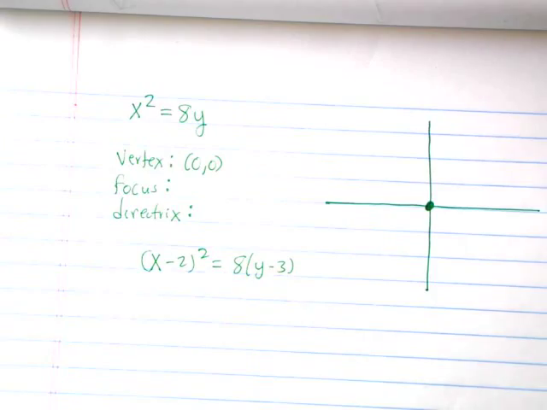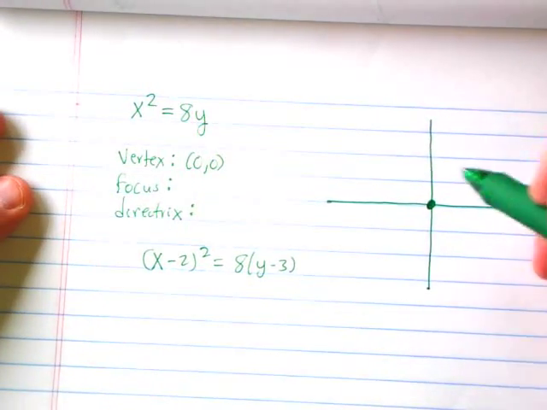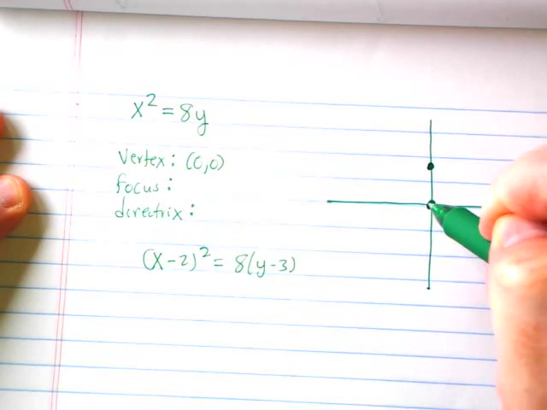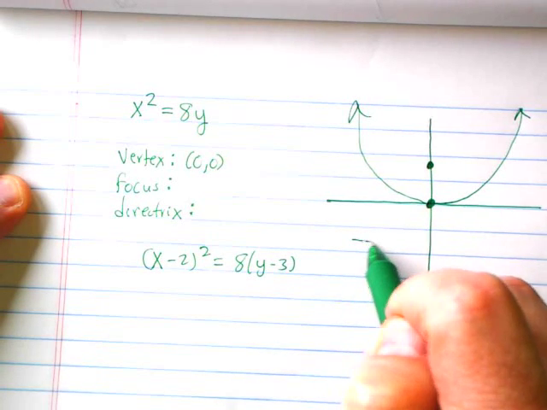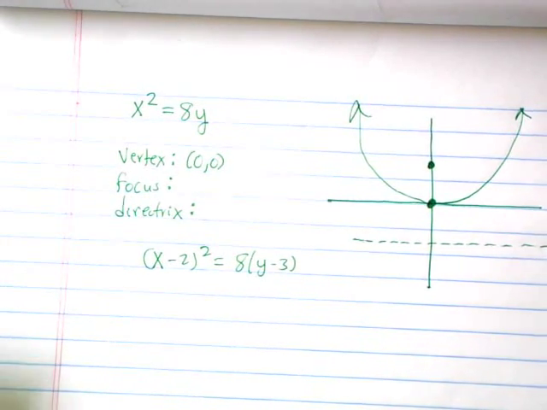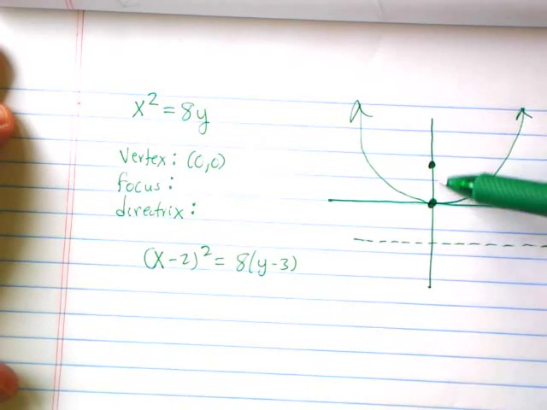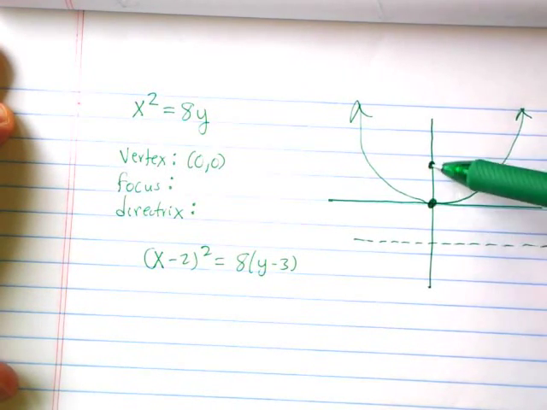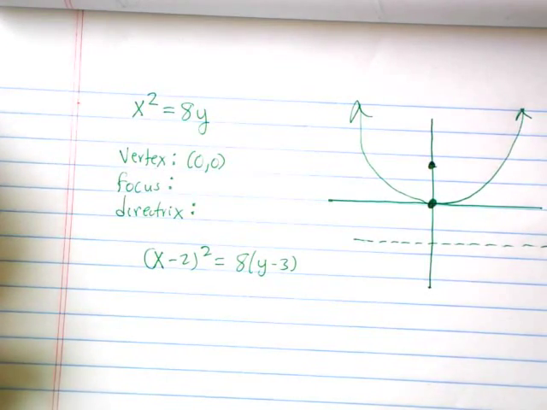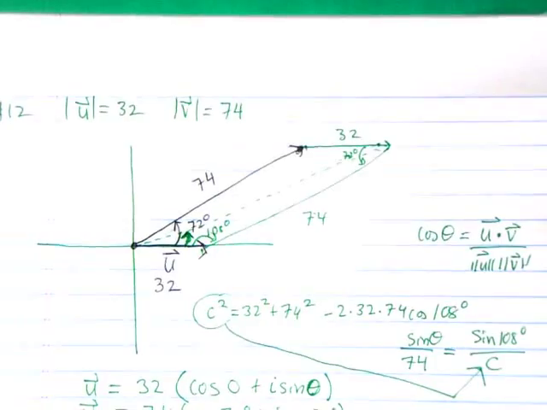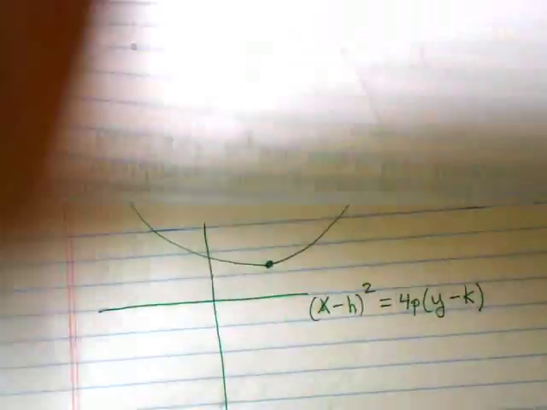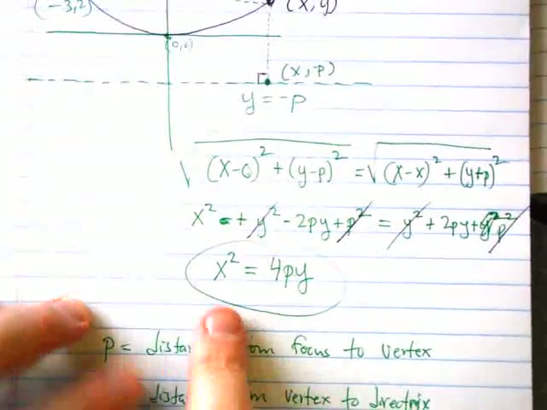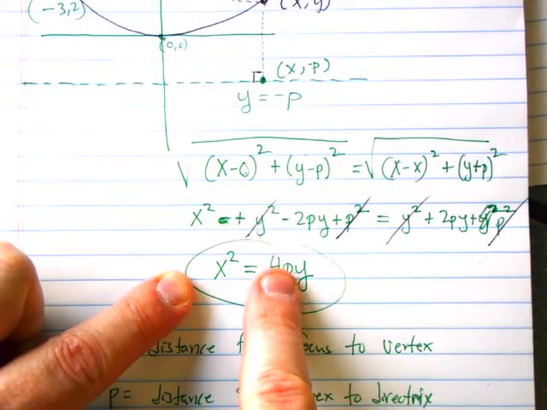All right. Next, the focus is going to be up here somewhere because this parabola is opening upward. And the directrix is going to be down here somewhere. What's the p number? How far up does that go? Well, notice the equation that we ended up with here. We want x squared equals 4py.